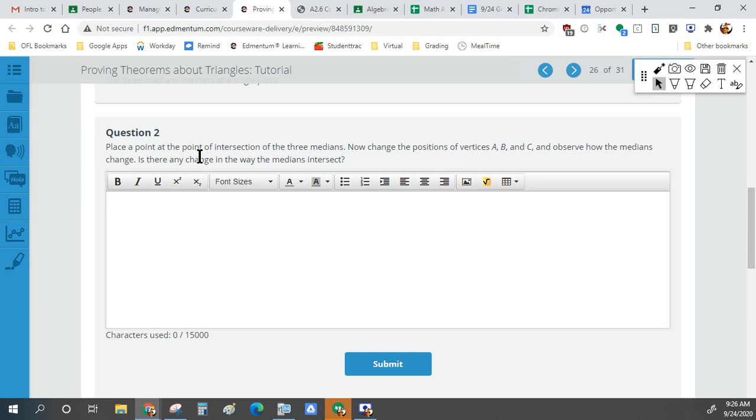Place a point on the intersection of the three midpoints. Now change the positions of vertices A, B, C, and observe how many changes happen. So place a point at the intersection. Now change those vertices. Okay. So what they mean by that, they're telling us to place a point at the intersection.